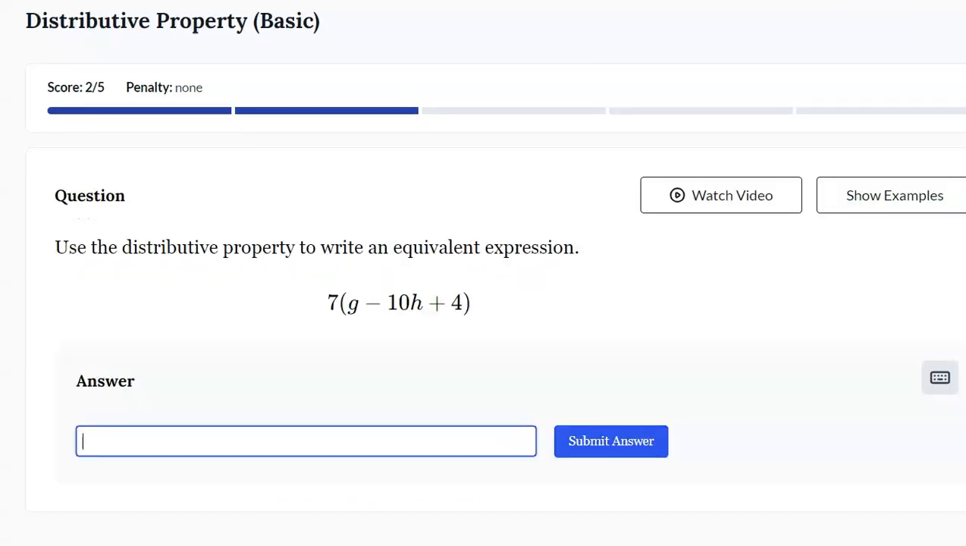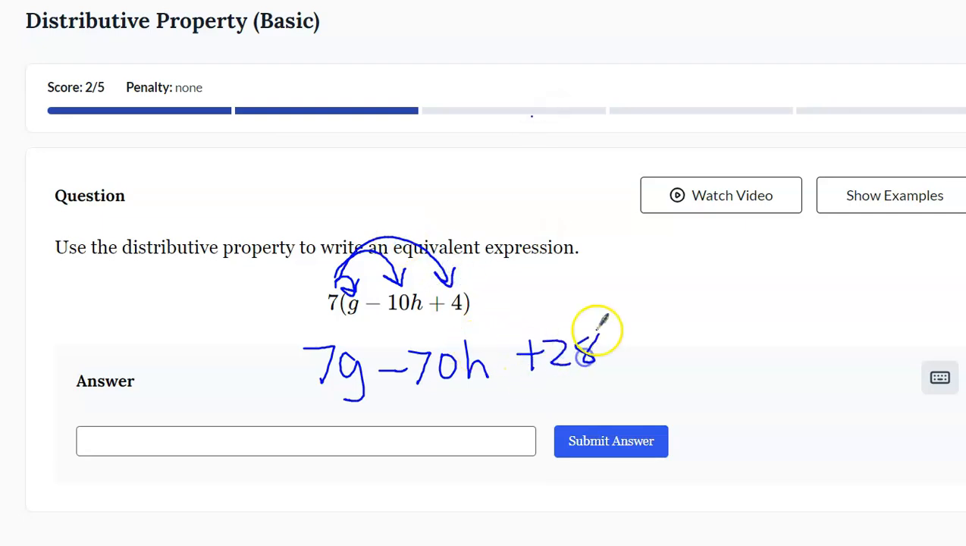One last time. 7 times g, 7g. 7 times minus 10h, minus 70h. 7 times plus 4 is plus 28. 7g minus 70h plus 28.